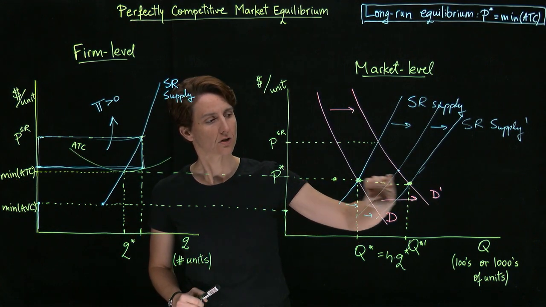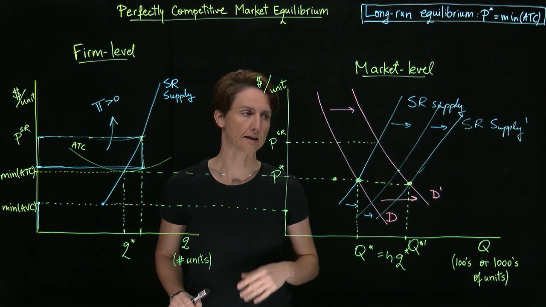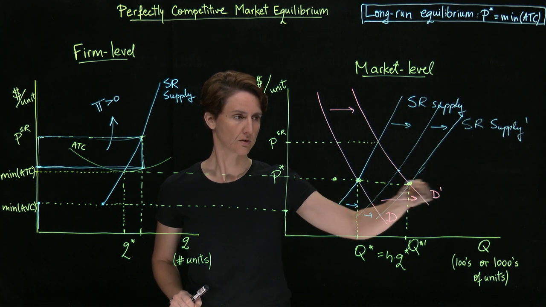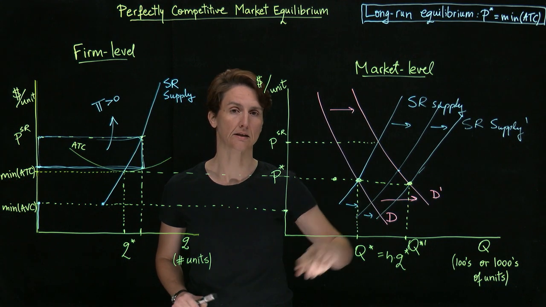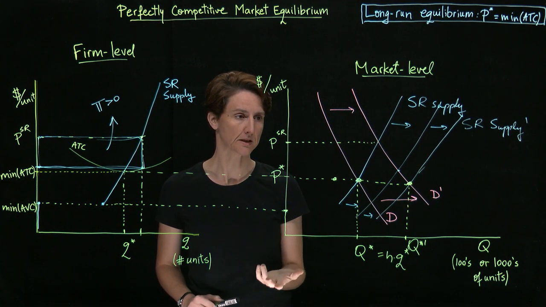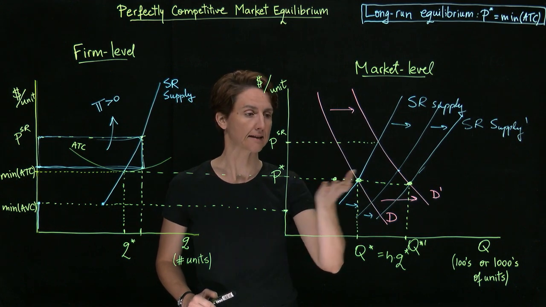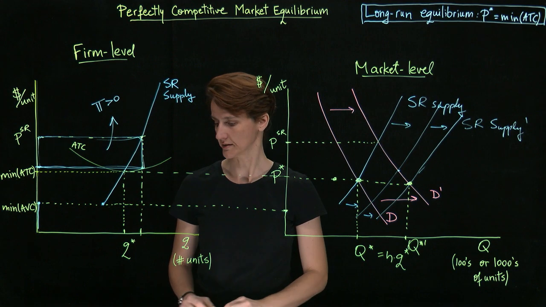So if long-run supply is the curve that intersected with demand gives us the equilibrium in the market, then we're led to the conclusion that long-run market supply in a perfectly competitive market is perfectly elastic at that price, at P star, which is the minimum of average total cost.